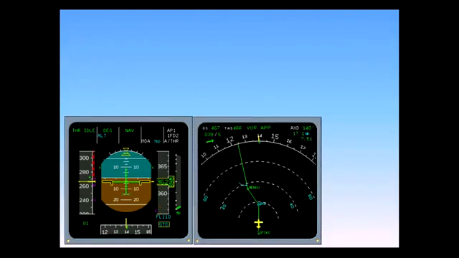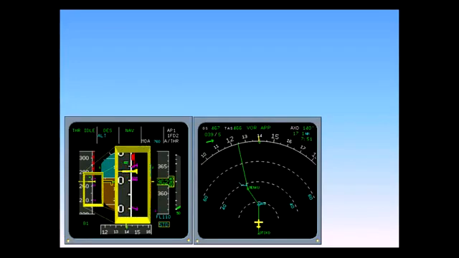In a VNAV descent, a symbol appears on the speed scale showing the target speed. A set of magenta brackets appears above and below the target speed symbol, ultimately providing a plus and minus 20 knot range. This provides flexibility for the system to maintain idle thrust by varying the speed when external conditions are not as expected, such as different winds than forecast or aircraft kept high by ATC.